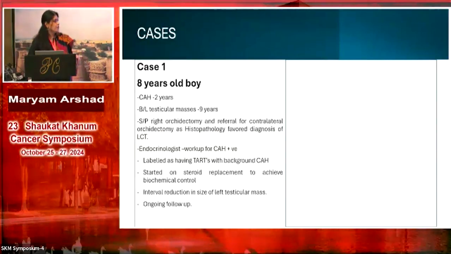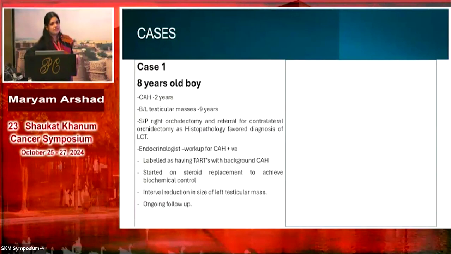So first case is an 8-year-old boy who was diagnosed with congenital adrenal hyperplasia at age of 2 years. He was started on steroids initially, but he stopped taking his medications, and later on at age of 9 years he presented with bilateral testicular masses. Later on he underwent right-sided orchidectomy in a tertiary care hospital and was diagnosed as a case of LCD and was referred to Shaukat Khanum Hospital for contralateral orchidectomy.